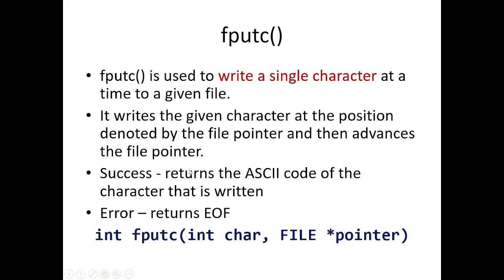The prototype of fputc is: the return type is int, the function name is fputc, and it takes two parameters. One is the character that it is going to write, and the other is the file pointer where it is going to write. The return type is integer, so it will indicate either success or failure. On success, it returns the ASCII code of the character that was written, and on error it returns end of file.